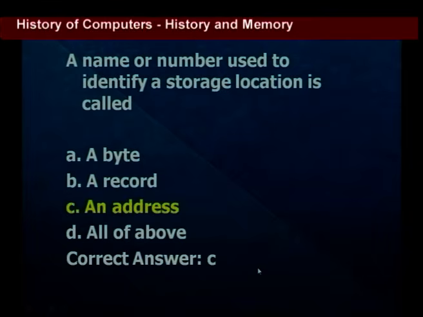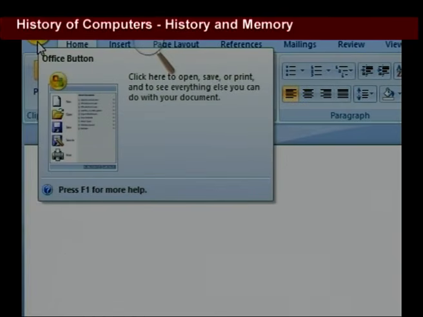A name or number used to identify a storage location is called an address. A number or name is used to identify a storage location. A storage location is the saved name. Whenever we complete our work, we save the file, right? I will explain it in a practical way. What is the save location? How to save the document?